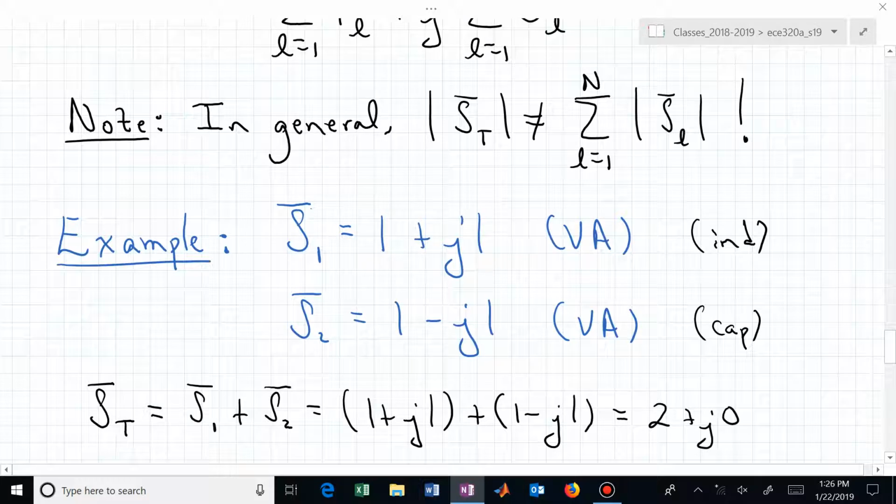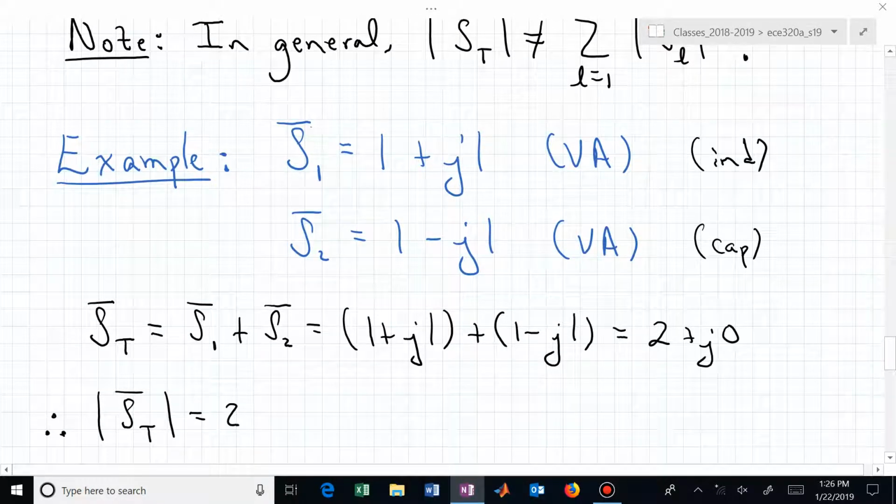Well, if we add those up, we can now simply add up those complex numbers, and we can add those component by component. So we have 1 plus 1 for the real parts, and we have 1 minus 1 for the imaginary parts. The total complex power is now completely real. It's 2 plus J0, even though the individual subsystem complex powers had reactive components. So in this particular example, the apparent power is 2, or the absolute value of the complex power is just the magnitude of 2 plus J0, which is simply 2.